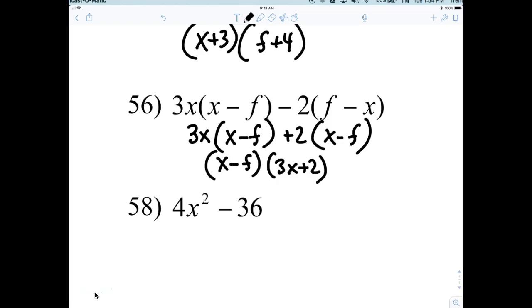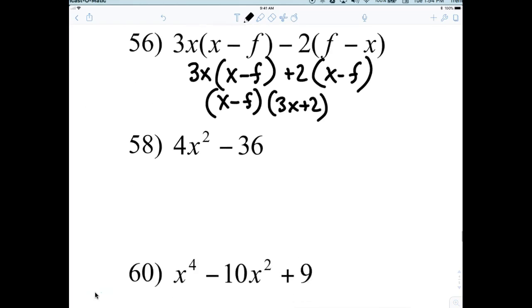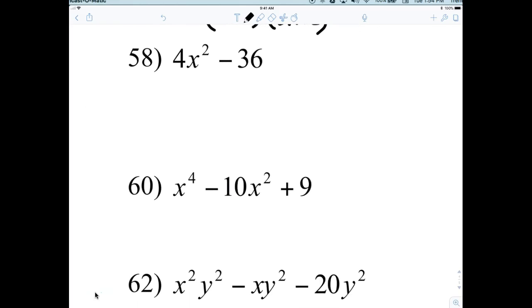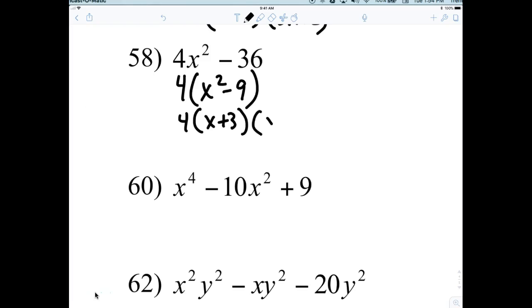All right, 58. This is just a normal one. Factoring out a 2? Nope, a 4. Factoring out a 4 first. And then you can do the thing because the 9 is a perfect square. We still have to say.